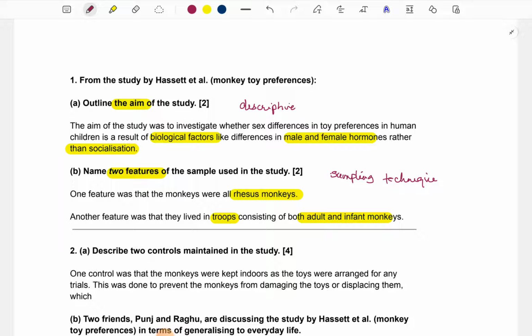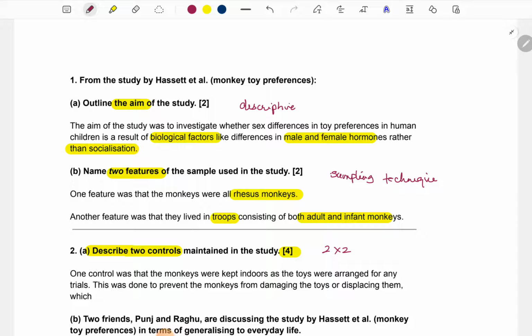Okay, another question is: describe 2 controls maintained in the study. These types of questions are a combination of descriptive and evaluative questions. The command term is describe, so it would seem purely descriptive, in the sense you just have to know 2 controls and state them. But if you see, the marks allotted are 4. So they're asking you for 2 controls and they are giving 2 marks per control.